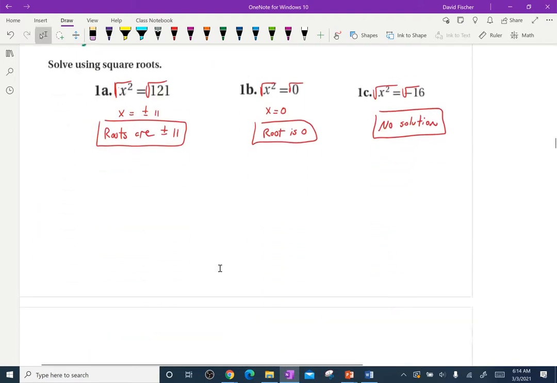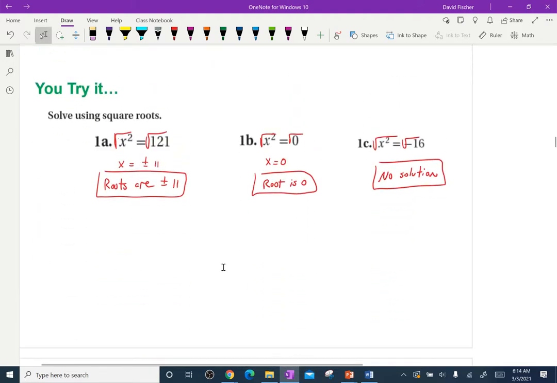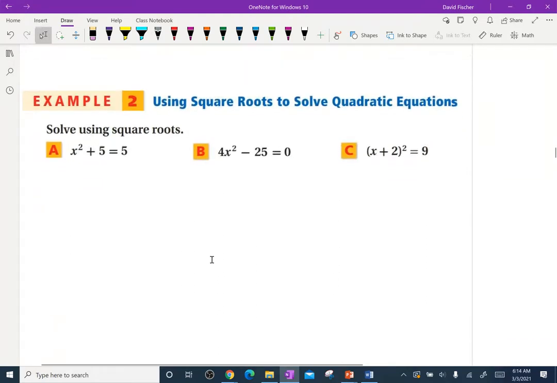I hope you got roots are plus and minus 11. The next one, yeah, we can take the square root of a 0. It's 0. 0 times 0 is still 0. And the last one, we had a negative 16, so that was a no solution. Okay? All right. Sometimes we have to do a little bit of math. Again, you have to study these quadratic equations to figure out.